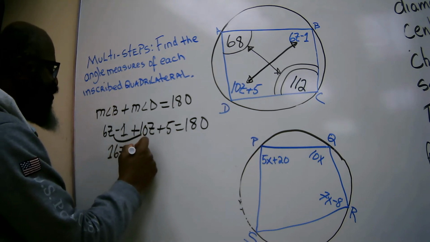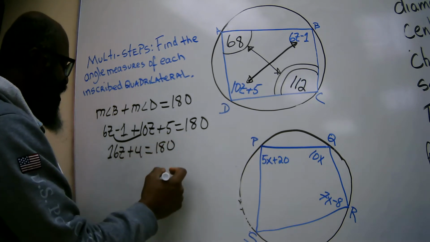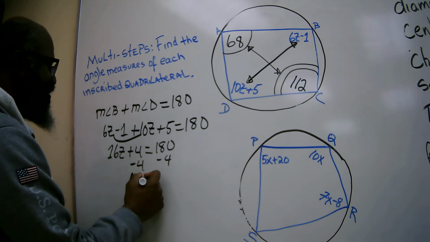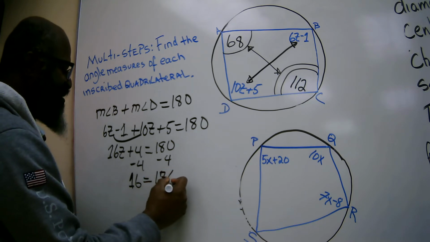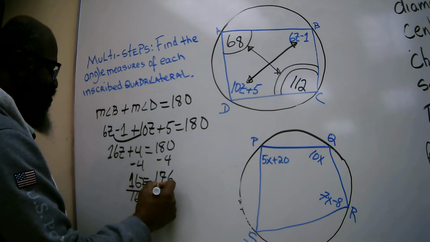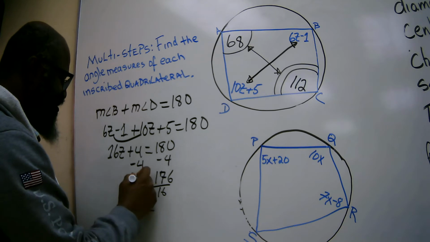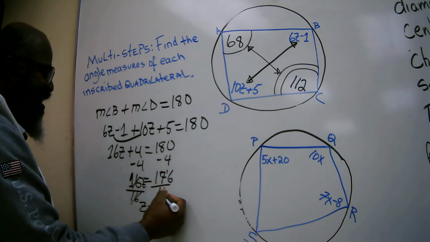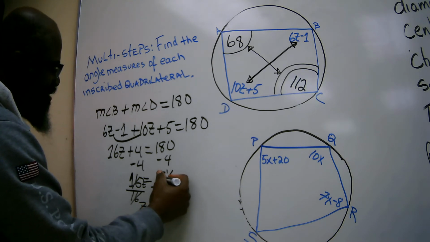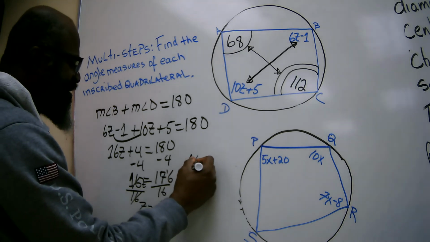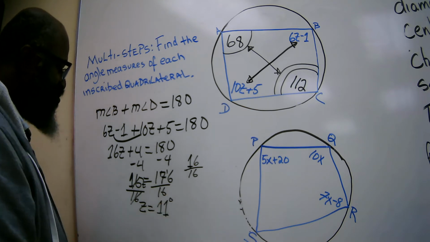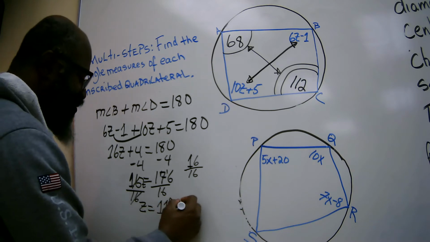plus a positive 4 is equal to 180. Then you're going to subtract 4 from each side. Then you will have 16z is equal to 176. You divide both sides by 16. Then you will have z equal, the 16s cancel each other. You ask yourself how many times 16 goes into 17. That will be 1 time. 1 times 16 is 16. 17 minus 16 is 1. Then you bring down this 6 and you ask yourself how many times 16 goes into 16. That is 1 time. Wait, we find z to be 11 degrees. And remember, this is your partial answer.